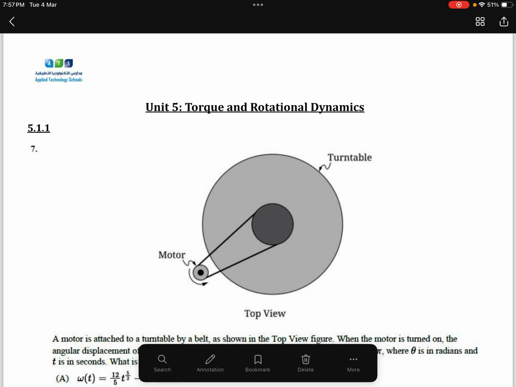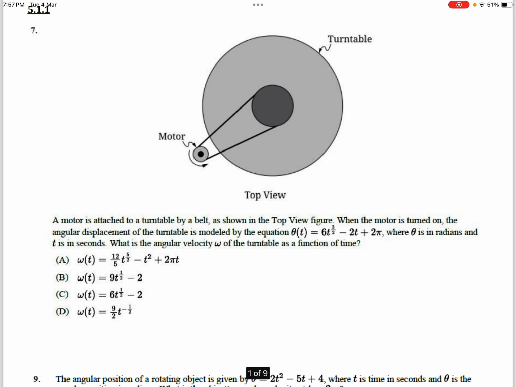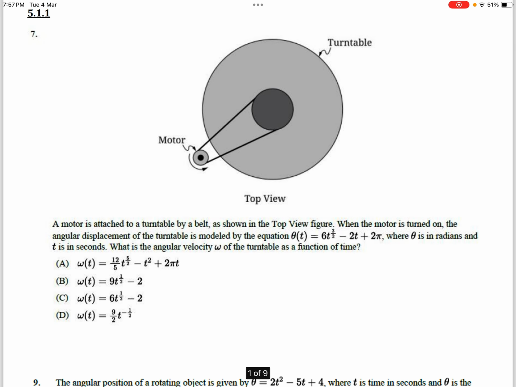Bismillah. So in this video, inshallah, I will solve the multiple choice questions for Unit 5. Let's start with topic 5.1.1, question number 7. I'll give you a few seconds to read the question.